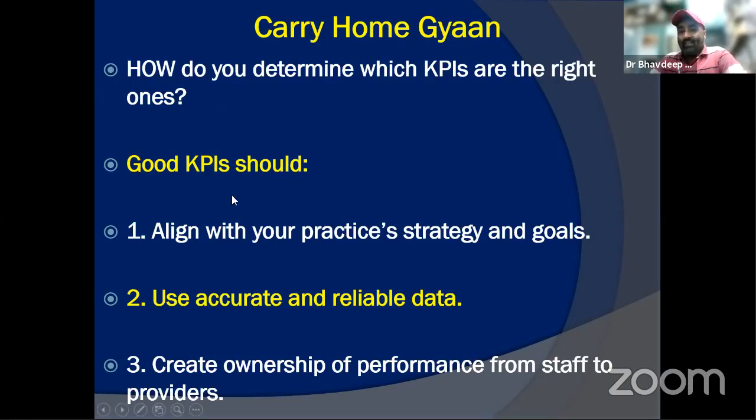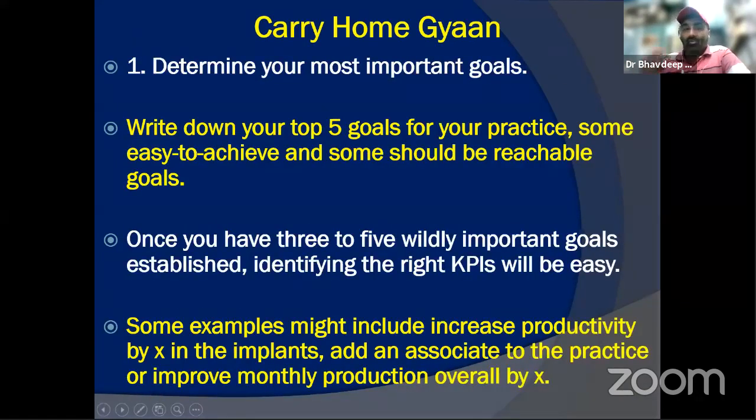Good KPIs should align with your practice strategy and goals. They should use accurate and reliable data from your record keeping. They should create ownership of performance from staff to providers. Of course, the accountability has to be on someone. So determine your most important goals. Write your top goals for your practice, some easy to achieve and some that should be reachable goals. Once you have 3 to 5 important goals, identifying the right KPIs will be easy.